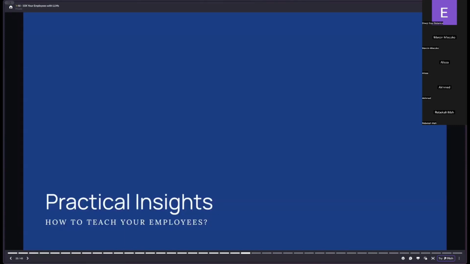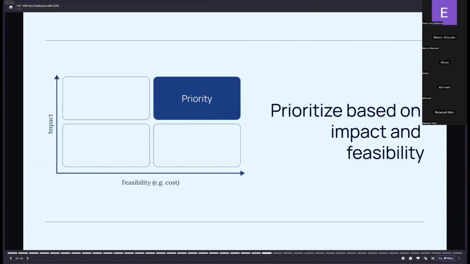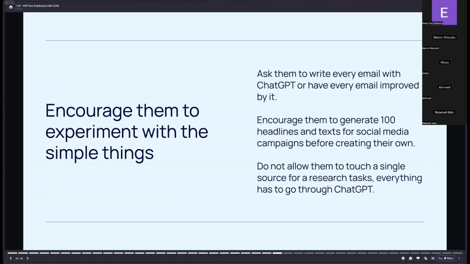Some looks into how to teach your employees. First, you want to ask them a lot of questions, which is basically what we defined in the long list, and create a long list of tasks you could automate. Then you prioritize them. Look at the impact and the feasibility, and try to get a short list of 3 to 5 tasks which provide the most value and get started on them. And also encourage them to experiment.